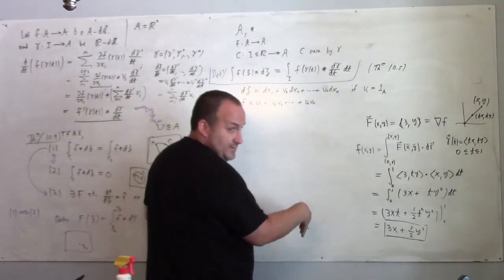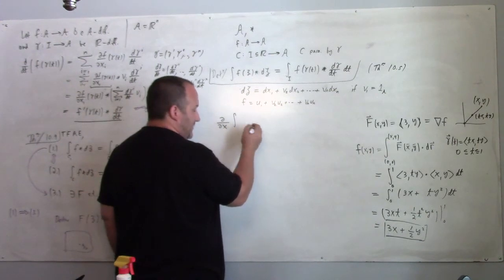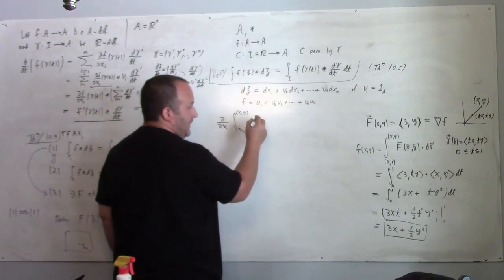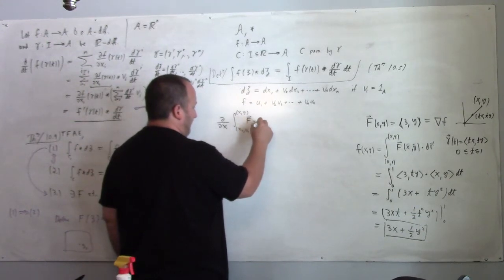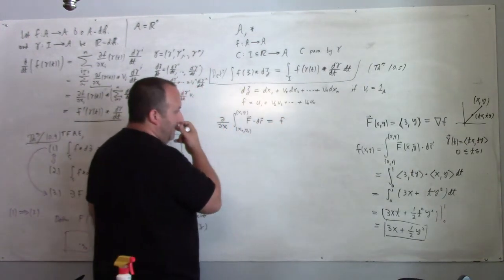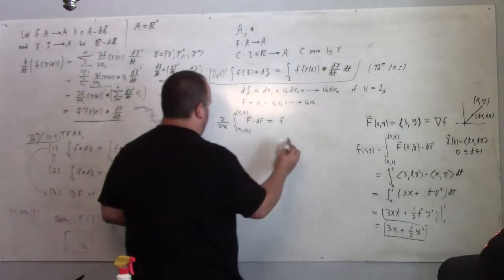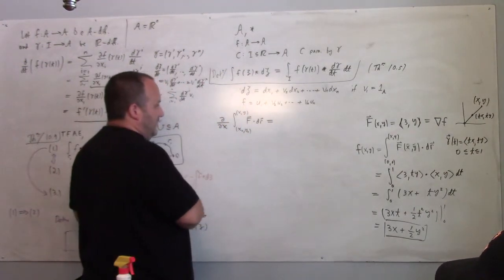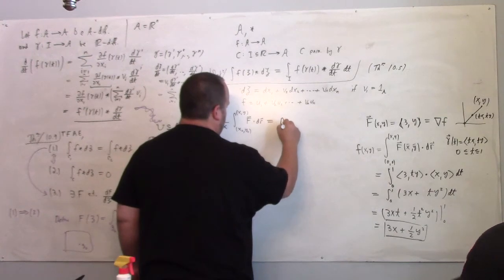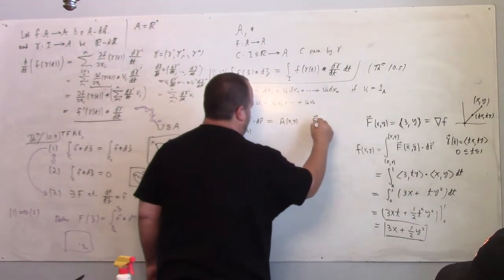To prove that this works in general, we have to show the partial derivative with respect to x of the integral from whatever point we have, and it doesn't have to be 0, 0. Let's use an arbitrary point, x naught, y naught, to x, y, of f dot dr. We have to show that that's equal to f. Let's call this a. I'm going to suppose f, the vector, is equal to a, b.